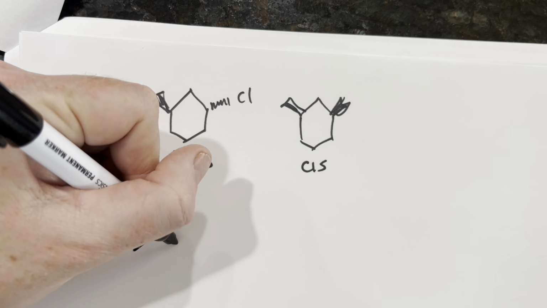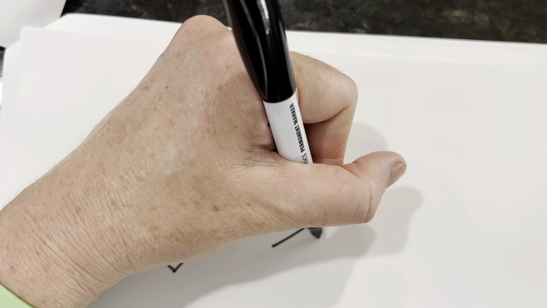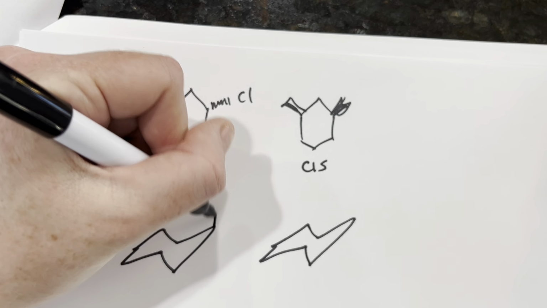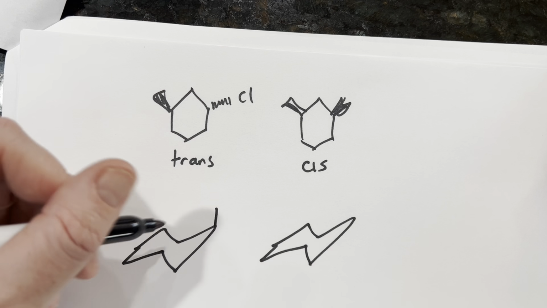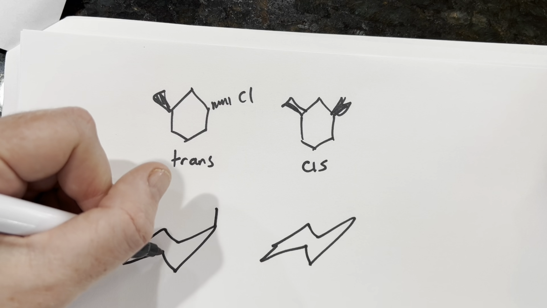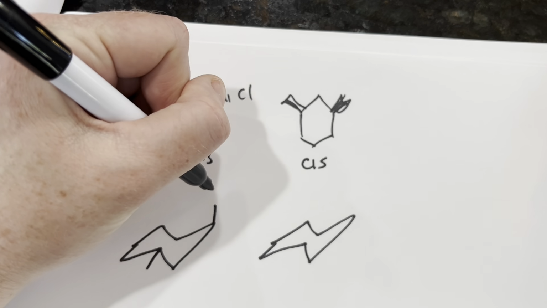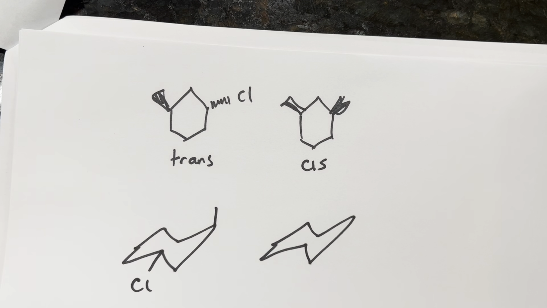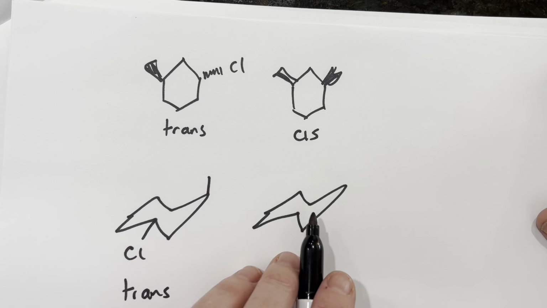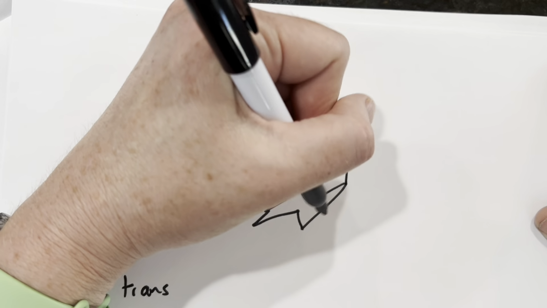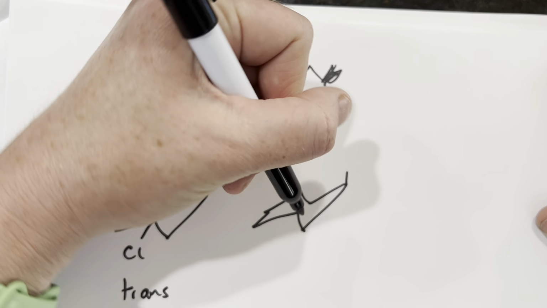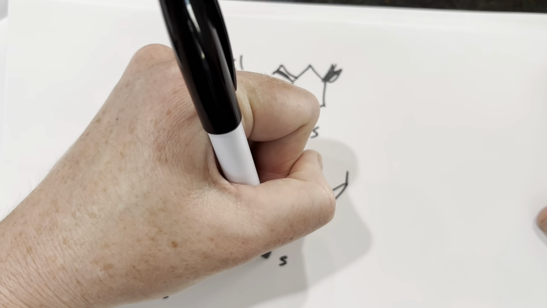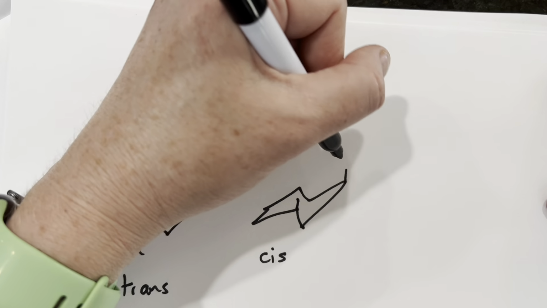We also talked about it in terms of chair conformations. We said, hey, if you've got something that's up and something that's down, so this would be like maybe over here. This would be trans. As opposed to, if you have one thing that's up, maybe another thing that's also up, this would be cis. Cool.